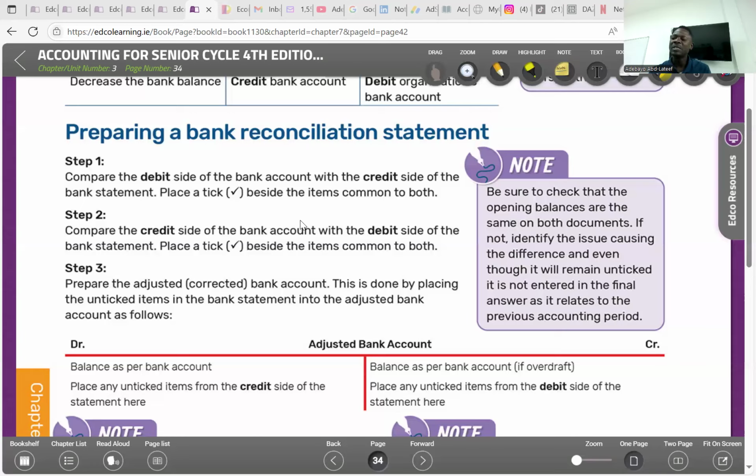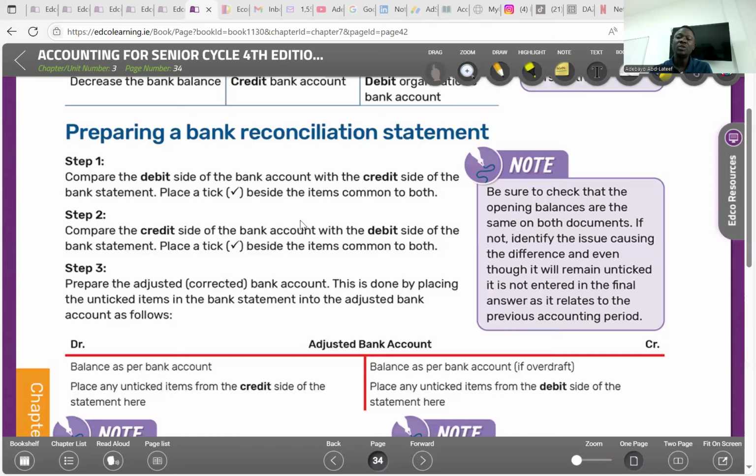Another purpose is to calculate the bank figure for the purpose of preparing the balance sheet. Because the business needs to prepare a balance sheet, and in the course of preparing the balance sheet, it's important for the business to know the liabilities and the assets it has as at when due. And that can be known through the bank statement.